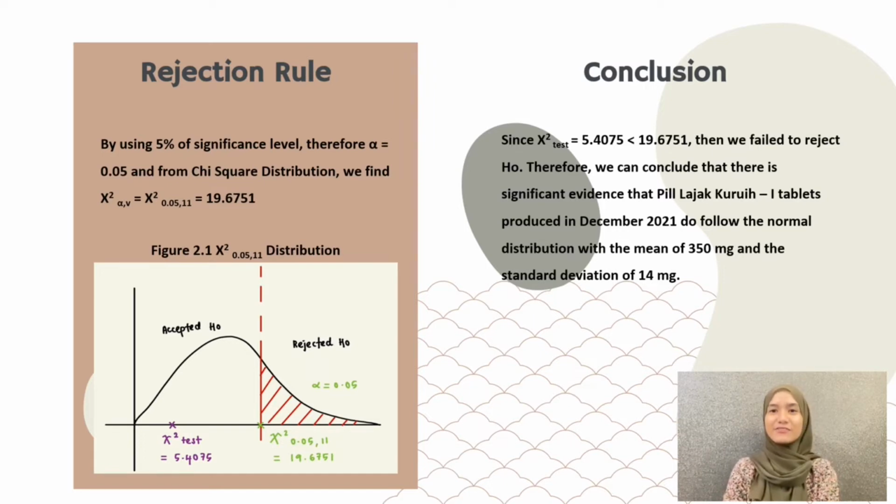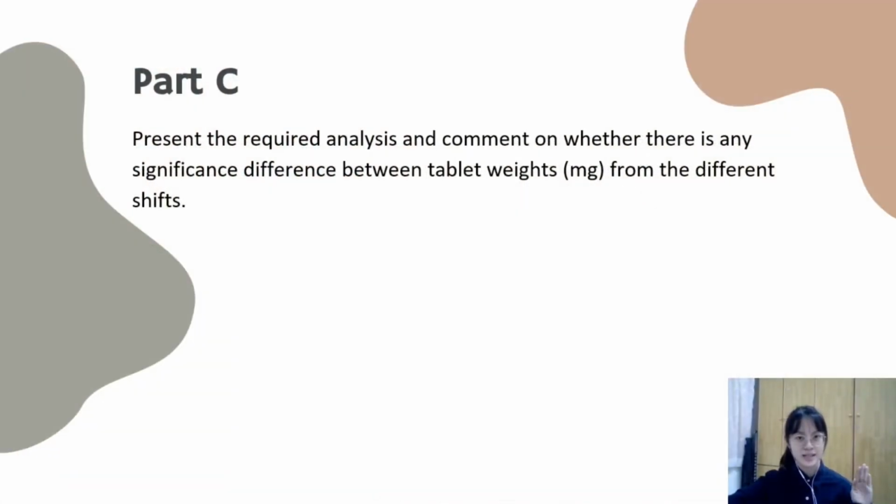Lastly, the conclusion for Part B is since X2 test equals 5.4075 is less than 19.6751, we fail to reject H0. Therefore, we can conclude that there is significant evidence that Peel Lajak Kuroy Eye tablets produced in December 2021 do follow the normal distribution with the mean of 350 mg and the standard deviation of 14 mg. Hello, my name is Lu Ai-Sing.